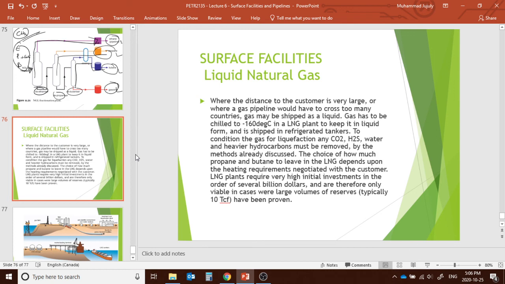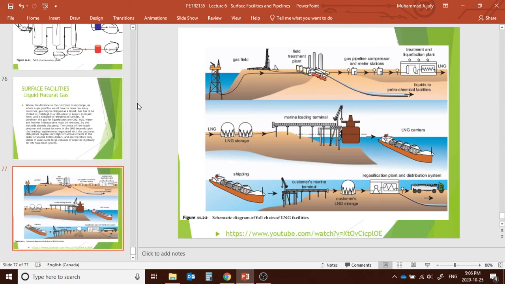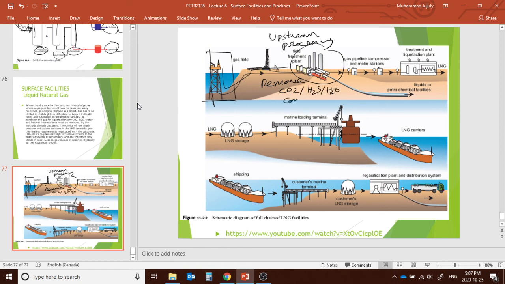Now, what do we do with this? We actually sell it to the markets. How do we sell that? Again, this is the production platform, and from the production platform, we do the field processing. This is upstream processing, and in the upstream processing, we remove carbon dioxide, hydrogen sulfide, water, and other contaminants. After that, we compress it and send it to the downstream processing section.